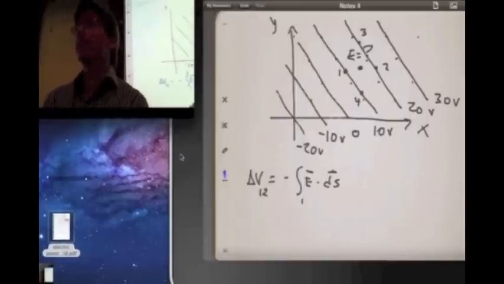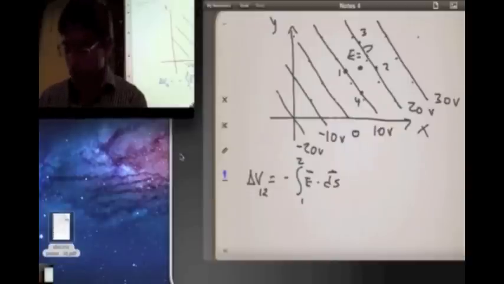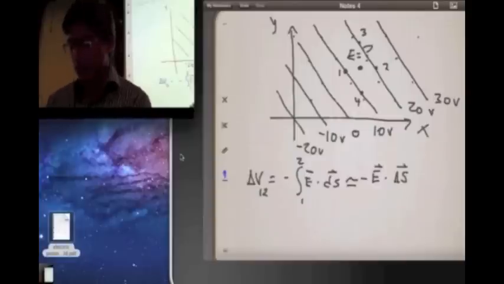So if you can say that the electric field does not change much between 1 and 2, you can approximate this very nicely as minus a constant electric field multiplied by the length of your path as a vector, going from 1 to 2, right? Delta S going from 1 to 2 is a vector that points this way. This is point 1, this is point 2. That's delta S, right? So if I move along the x-axis, delta S is going to be delta x in the i direction.